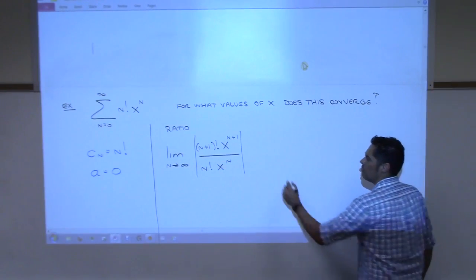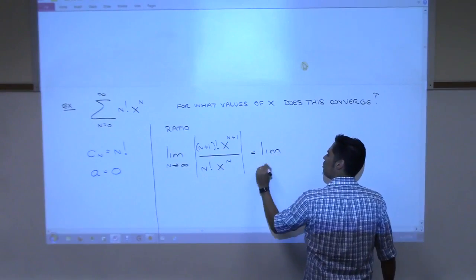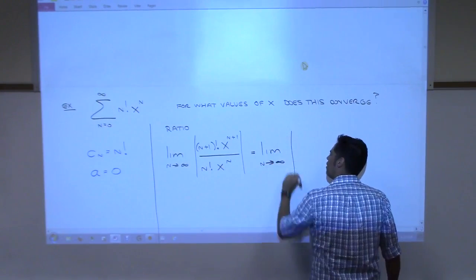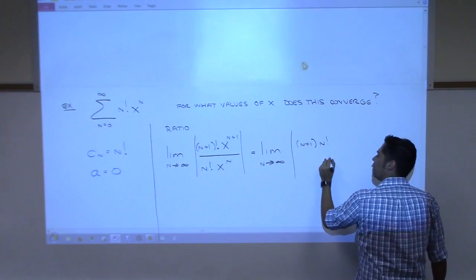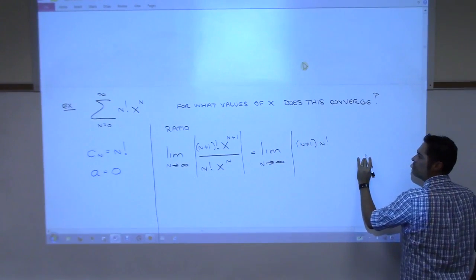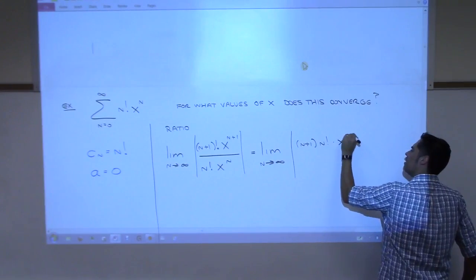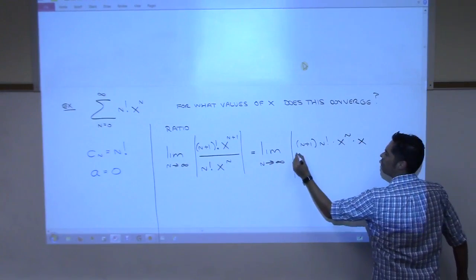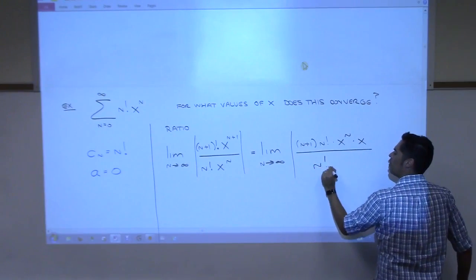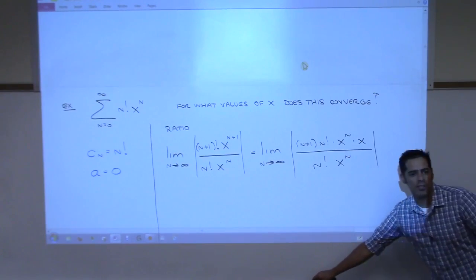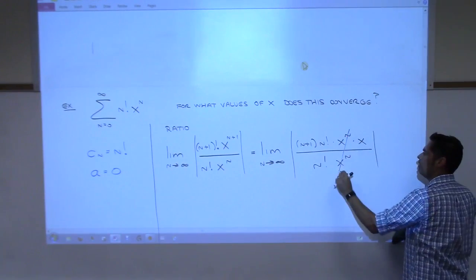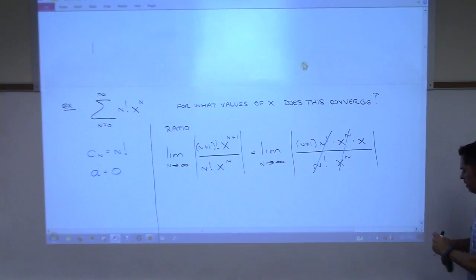So let's just keep doing what we did before. We love the factorials because they peel off real nice. I can write n plus 1 times n factorial on the top. How can I rewrite x to the n plus 1? x to the n times x, all over n factorial x to the n. We get some nice cancellation here, and all we're left with is n plus 1 times x, right?